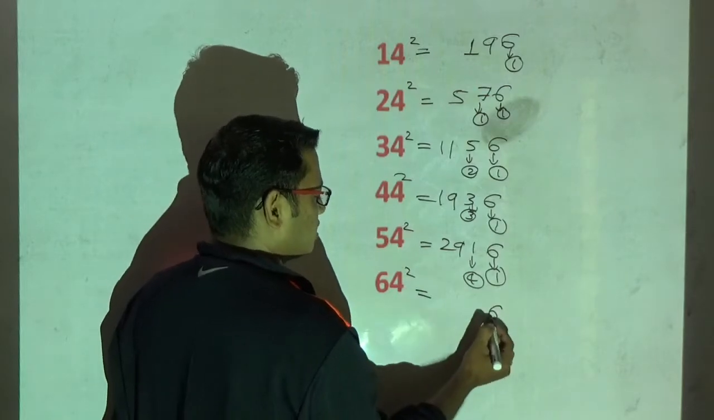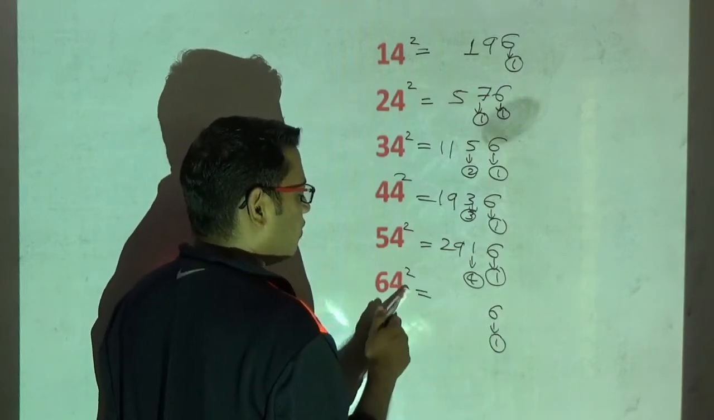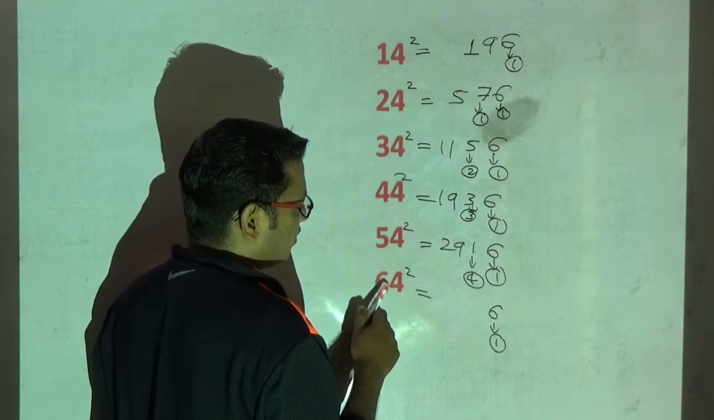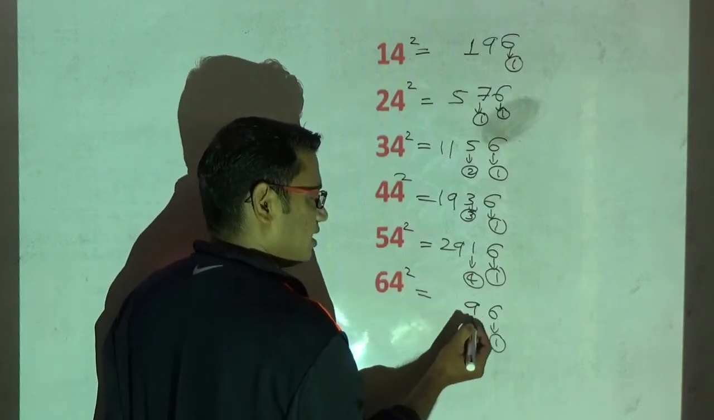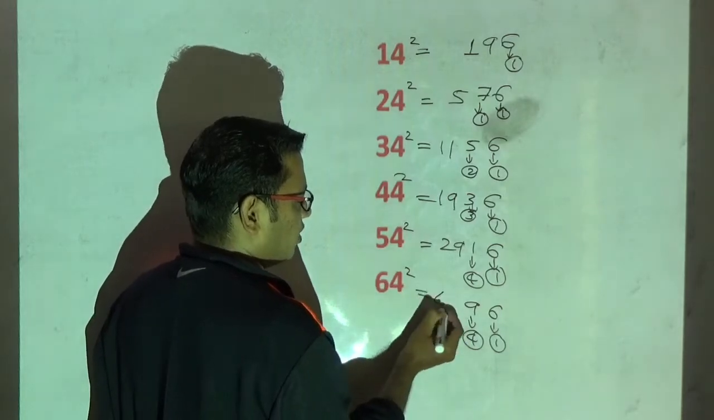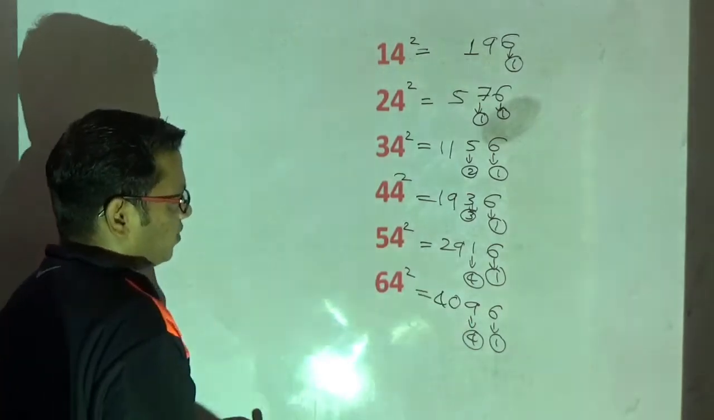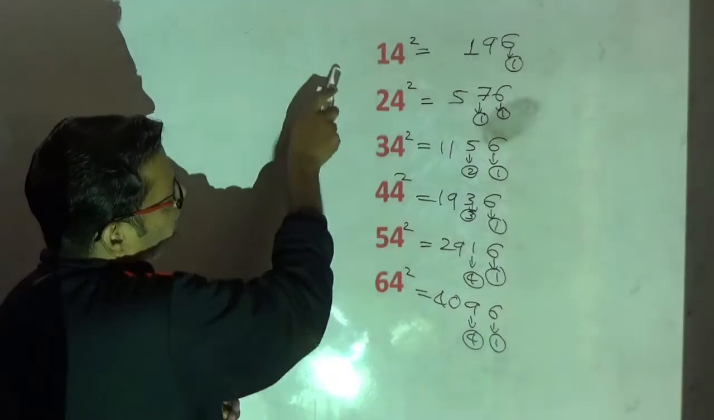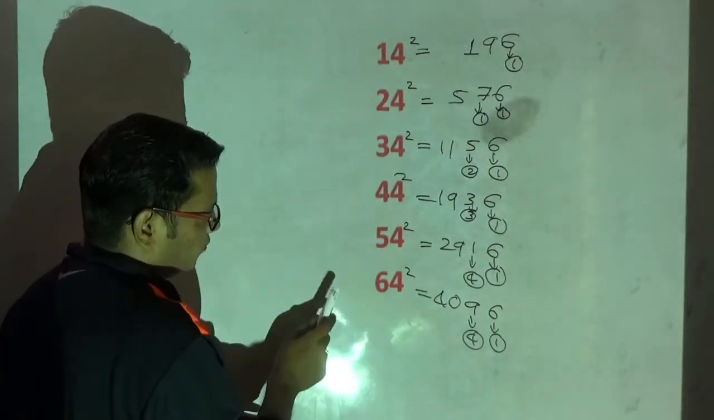Similarly, 4 square 16, carry 1. Double your 4, it will become 8. 8 6s are 48 plus 1 is 49. Carry is 4. Okay, 6 square 36 plus 4 is 40. See how quickly and accurately I am doing. See, this is how you can do squaring of a 2-digit number ending with 4.